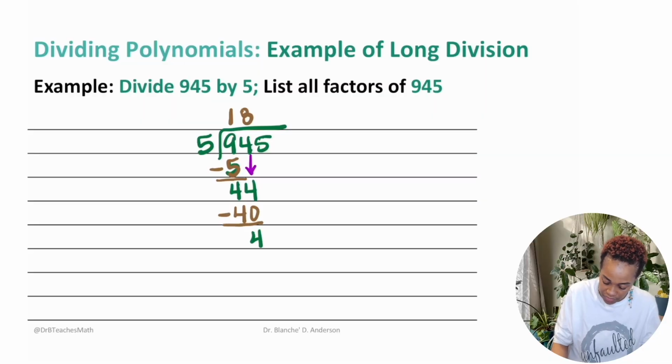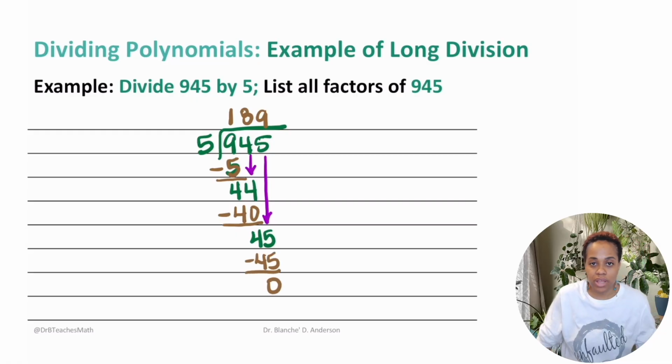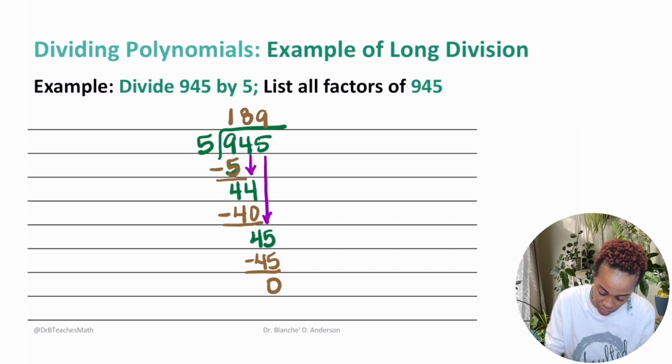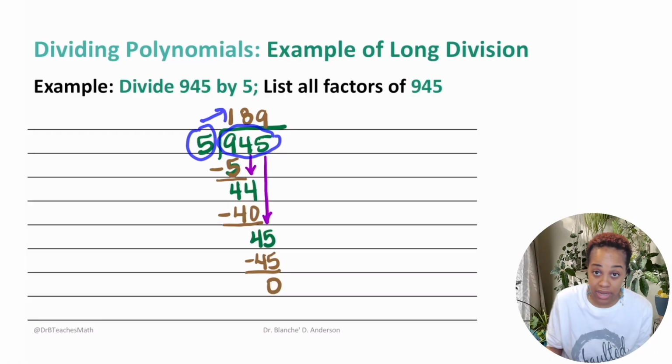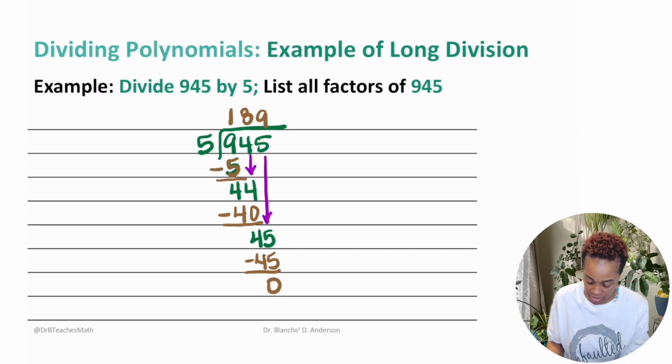And then you would bring down this number, which is the 5, and you would say, okay, 5 goes into 45 how many times? Good, 9 times. And you would say 9 times 5 is 45. You would subtract this, and then you would have a remainder of 0. So that means that when 945 is divided by 5, I get 189. That means 189 times 5 is 945. And because I have a remainder of 0, that means it divides it evenly.